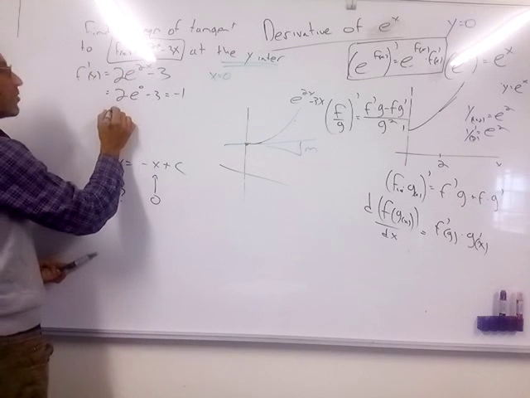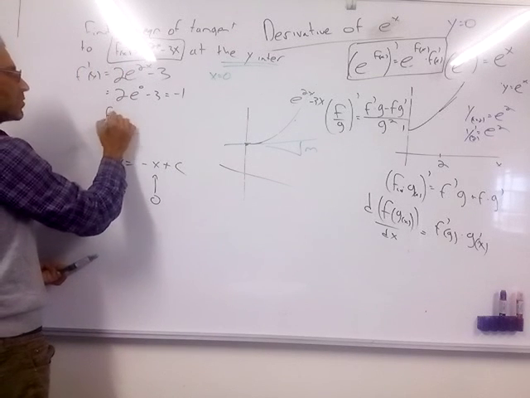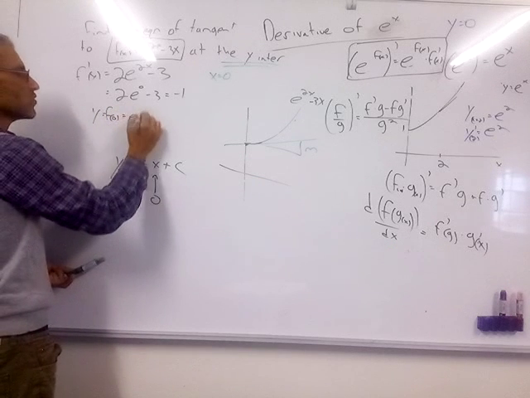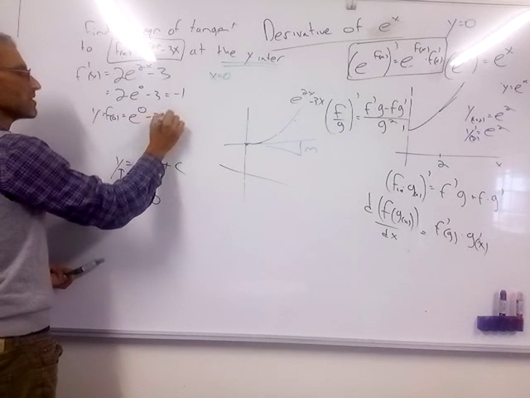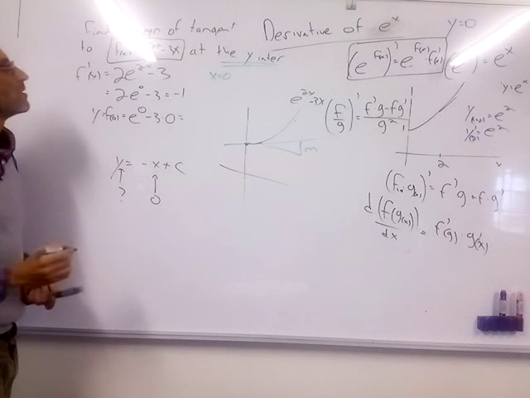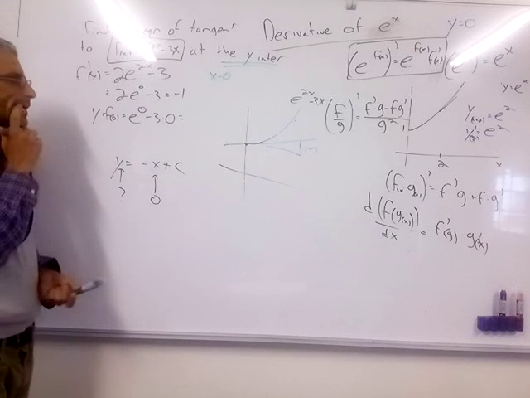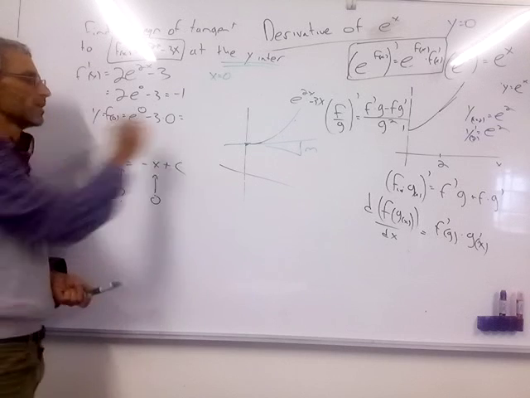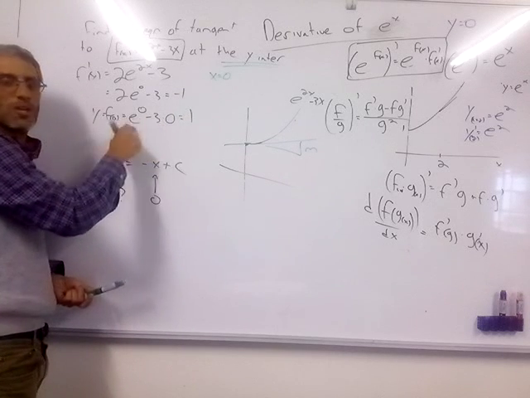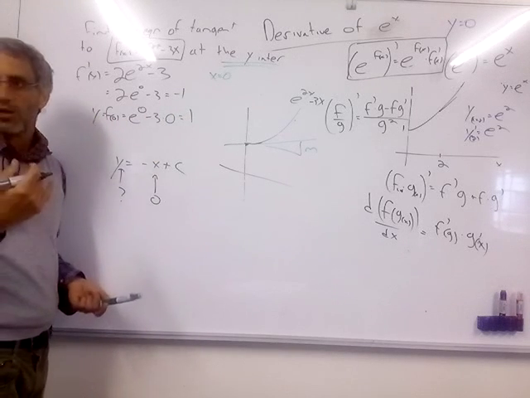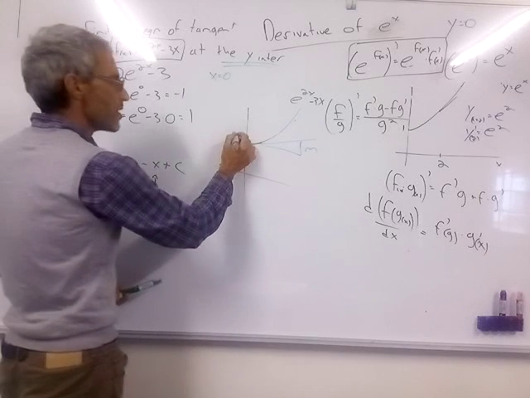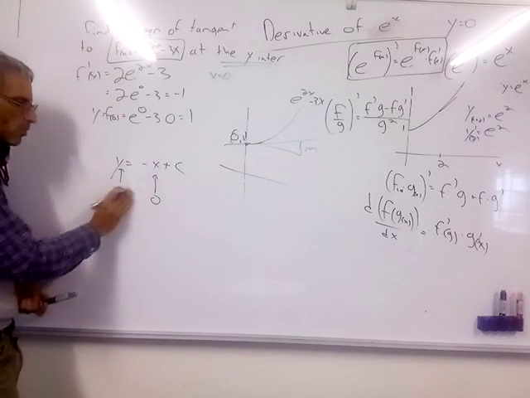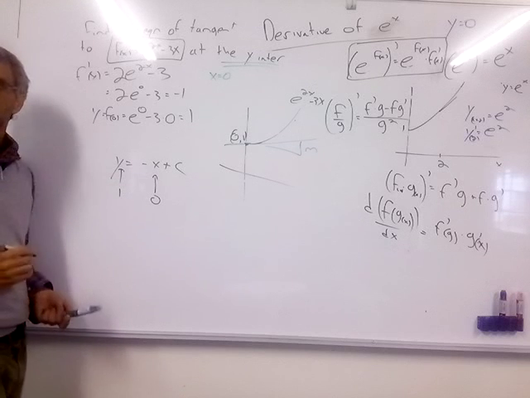So I'm going to put f of 0. That's my y. It's going to be e to the power of 0 minus 3 times 0. How much is that? 1. Because 3 times 0 is 0, and anything to the power 0 is 1. So this is the point (0, 1). So when x is 0, y will be 1.